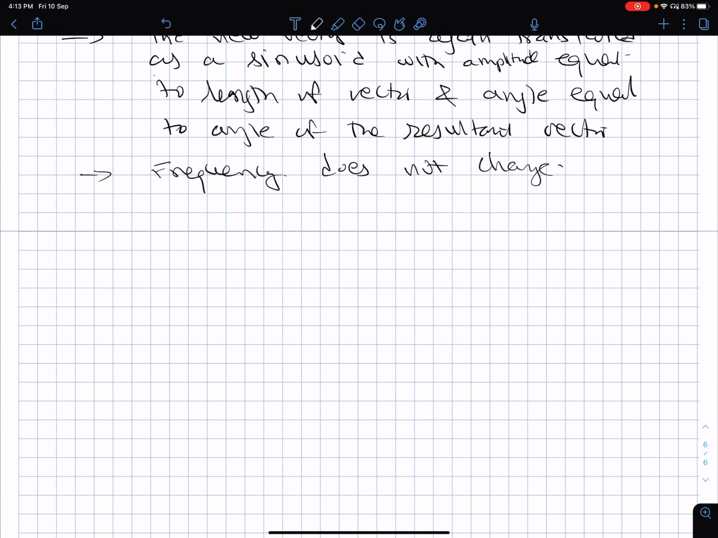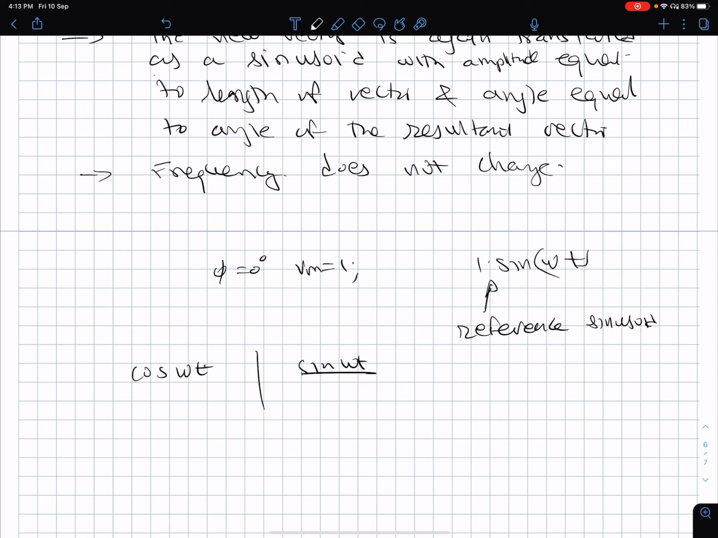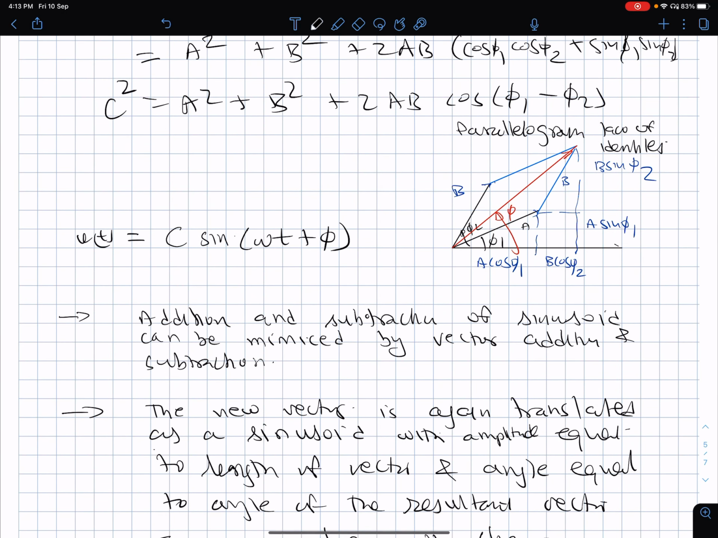So if I say phi equal to 0 and amplitude is equal to 1, then what will my waveform be? This. This is sometimes called a reference sinusoid. You could also choose it as cosine of omega t. There is no problem. Any one you can choose while doing a circuit analysis. You can always choose one as a reference. For example, here we are choosing the x-axis as the reference. You could have chosen the y-axis also as a reference, or a reference axis at 45 degrees, no problem.